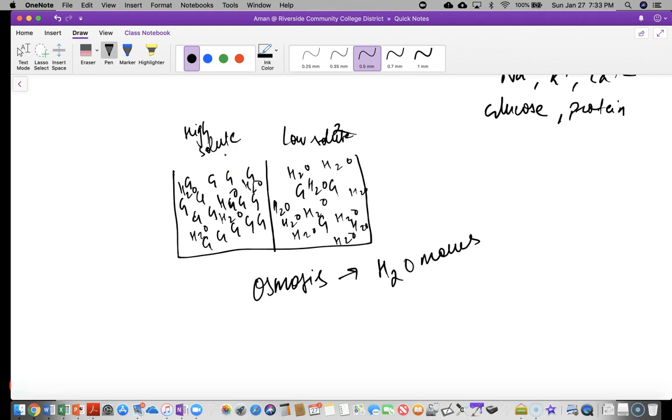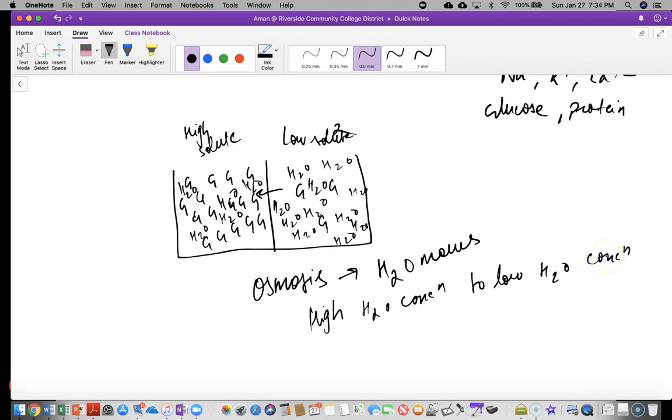So water will move from where there's more water to where there's less water. On the right hand side there's more water, on the left hand side there's less water. So water will move from the right hand side to the left hand side, because it's moving from high water concentration to low water concentration.